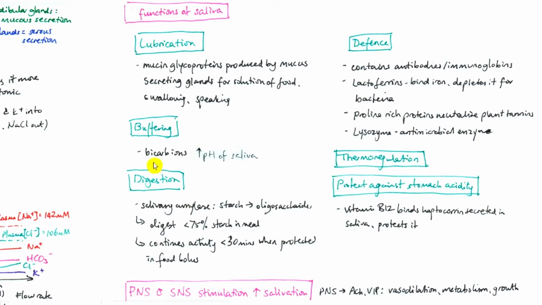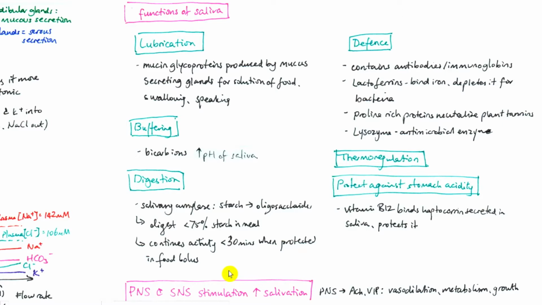Buffering: bicarbonate ions buffer the pH of saliva and buffer acid that might come into the mouth. Thermoregulation. Digestion: salivary amylase digests starch into oligosaccharides and digests around 75% of the starch in a meal.